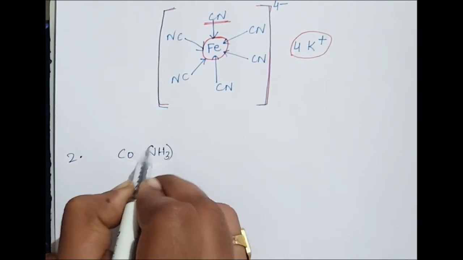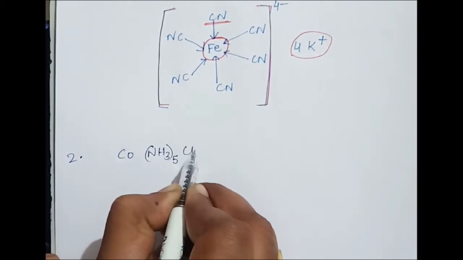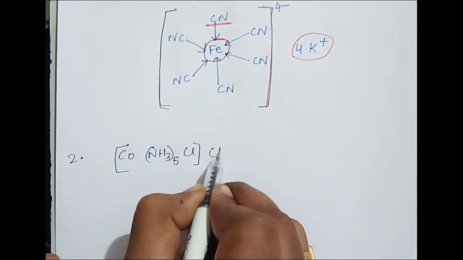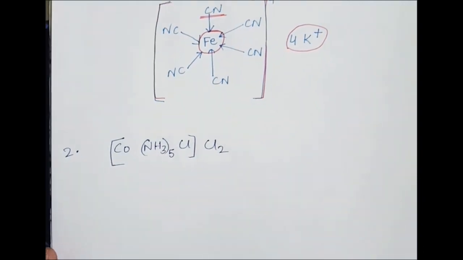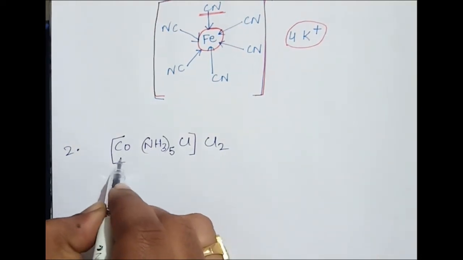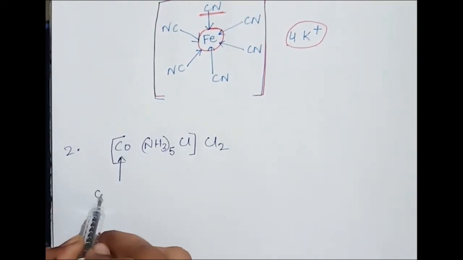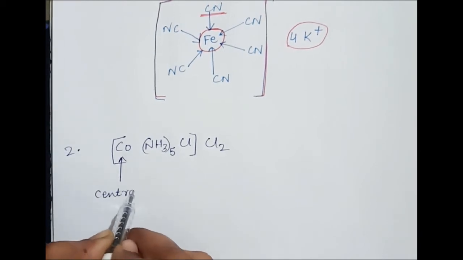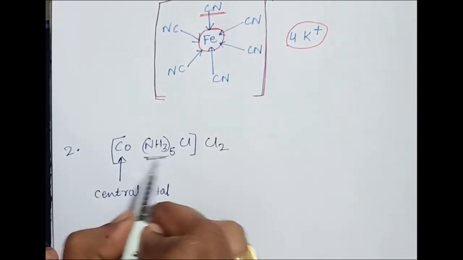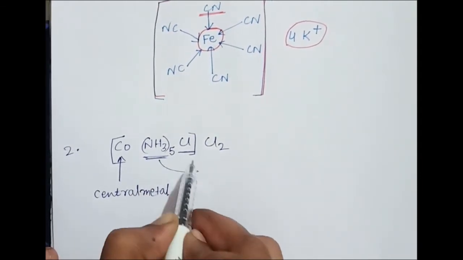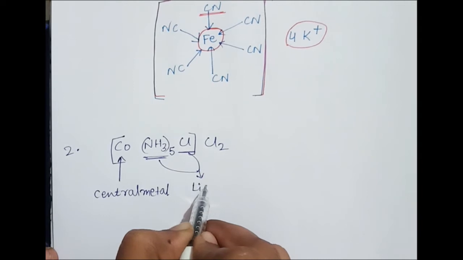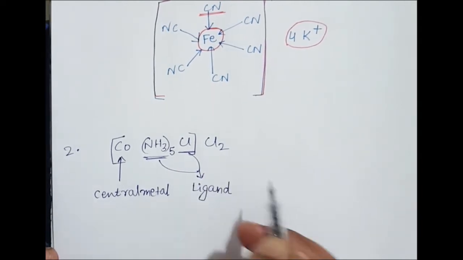[Co(NH3)5Cl]Cl2. This is the one compound. Now in this compound you identify what is the central metal and what is the ligand. First of all, cobalt is the central metal and it is accepting electron pairs from groups, and both these groups, ammonia and chloride, are called ligands. Ammonia and chloride, both groups are called ligands, correct?